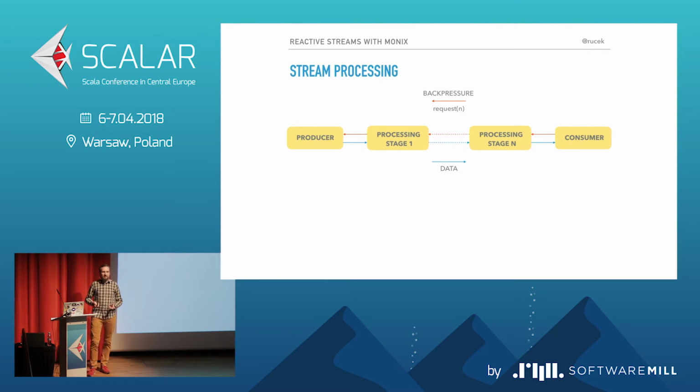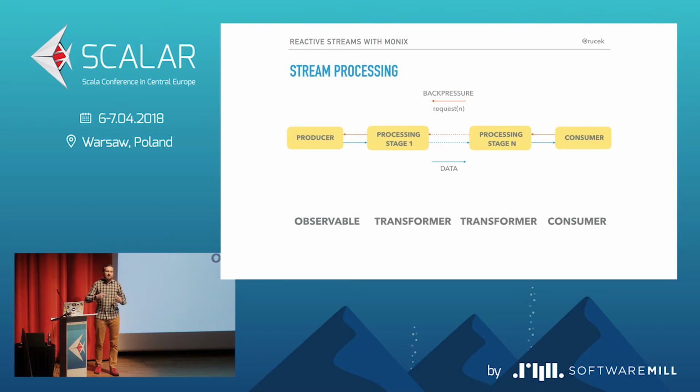Every implementation of reactive streams, it turns out, has its own names for that. In Monix, the producer is called an observable, so it's the source from where the data comes. Then the consumer is the consumer, which is pretty straightforward. And the intermediate stages are called transformers, so they do any intermediate processing that you need. So this is like a single slide on reactive stream processing, what it's all about.